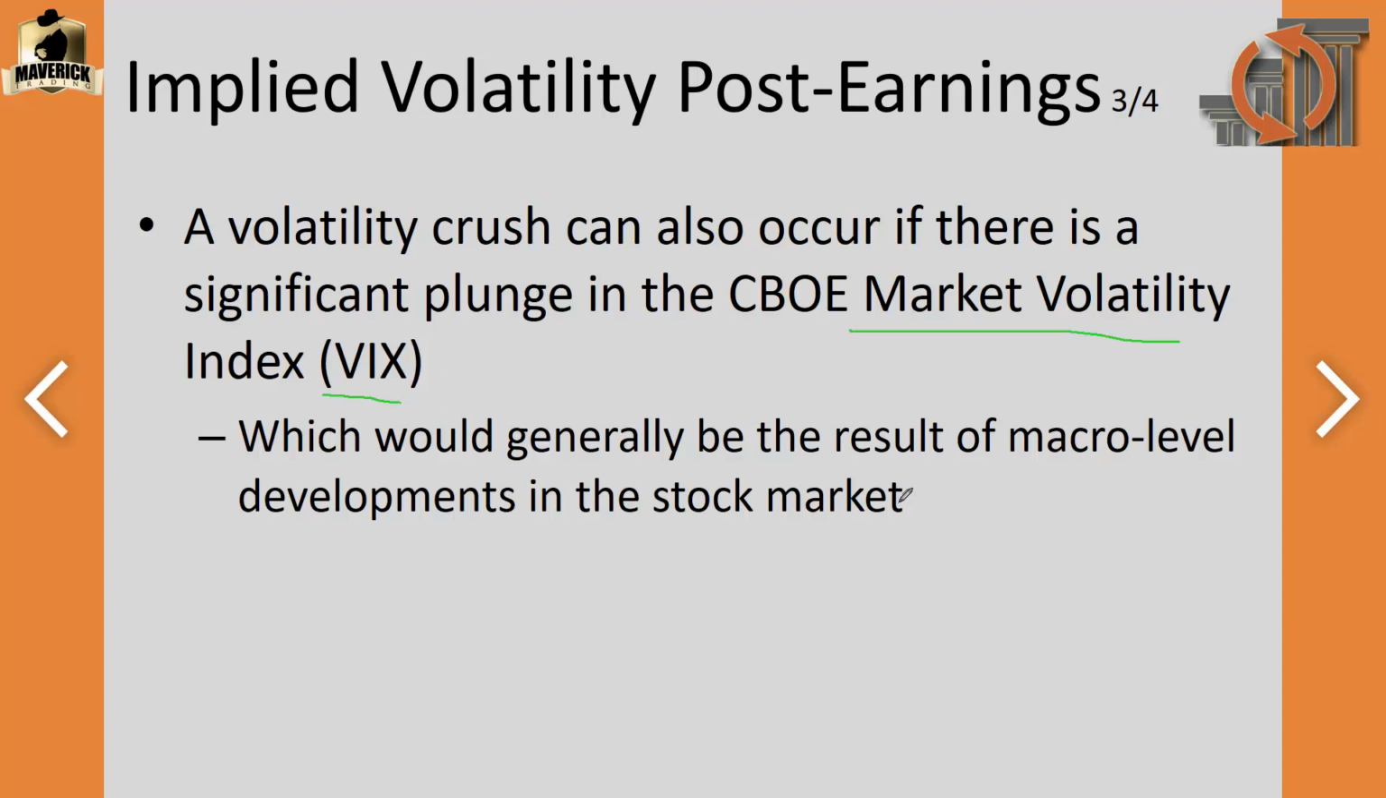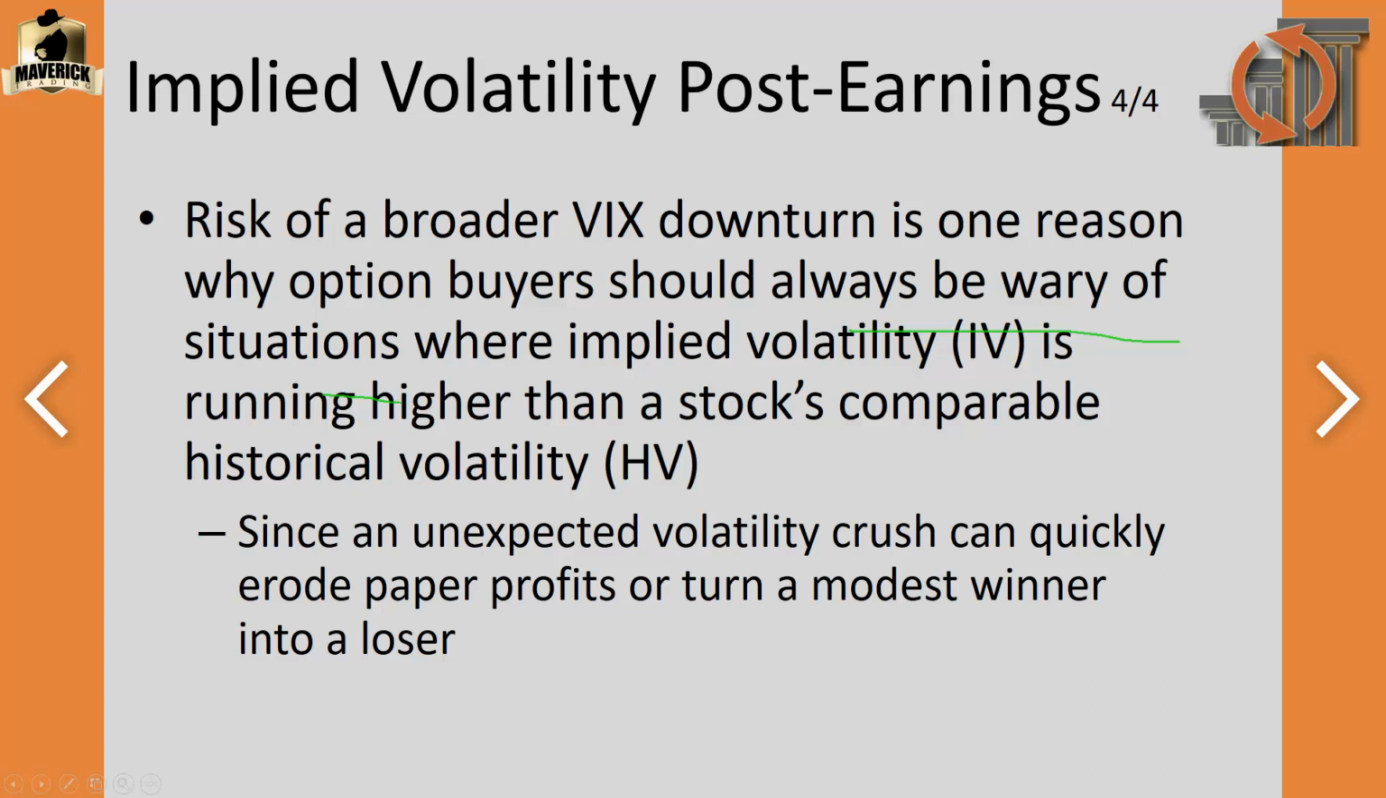And since you're part of that, the premiums probably go up on all the options, and you can make money owning those options. So the point is, you can be on either side of this. You can profit from implied volatility going up or going down. You could also be on the wrong side. Risk of a broader VIX downturn is one reason why option buyers should be wary of situations where implied is running higher than historical, since an unexpected volatility crush can happen.